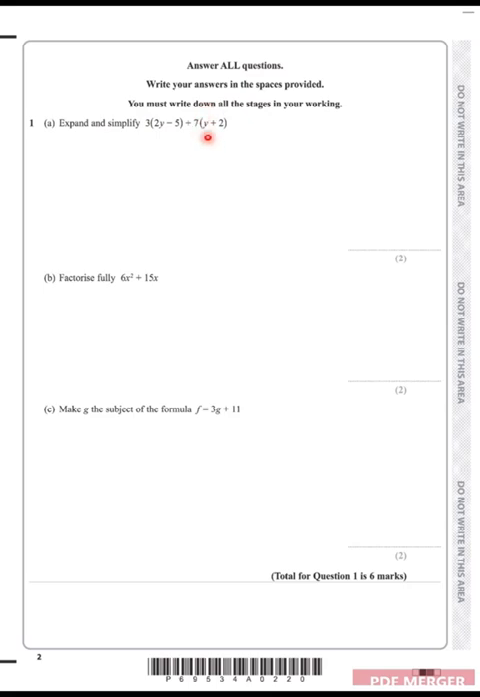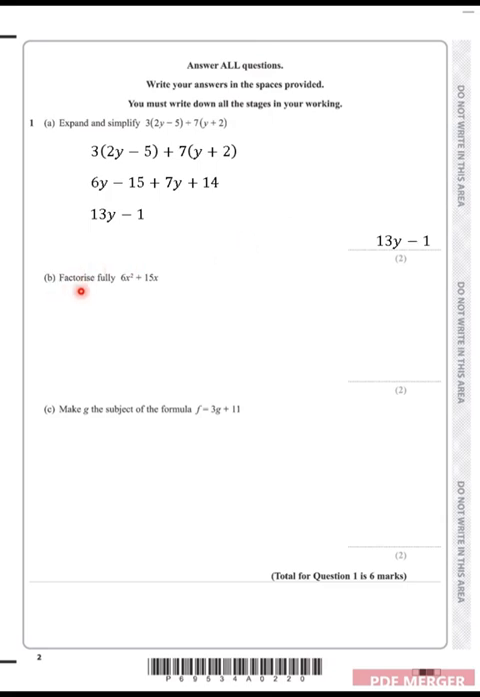Moving on to the second set, 7 multiplied by y is equal to 7y. 7 multiplied by 2 is equal to plus 14. So that's the second set of brackets. So expanding, 6y minus 15 plus 7y plus 14. Now, to simplify, we collect the like terms. 6y plus 7y is equal to 13y. Minus 15 plus 14 is equal to minus 1. So 13y minus 1 is the final answer for part A.